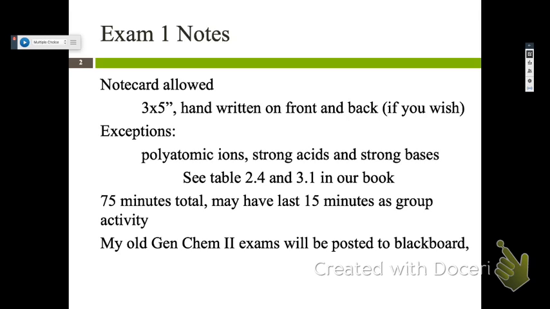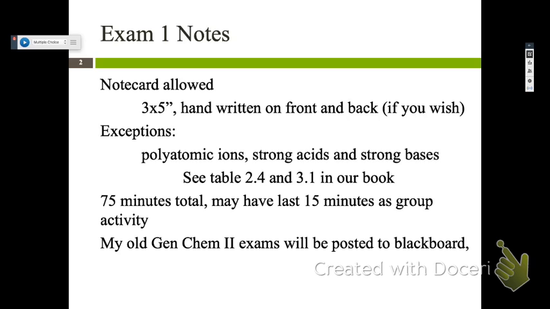The other thing is time, right? So what I typically do in that case is, if you do better on the group portion, you write your names on it, all the group member names. If you do better on that portion of the test, it counts for 10% of your exam grade. If you do worse on it, it doesn't count towards your exam at all.